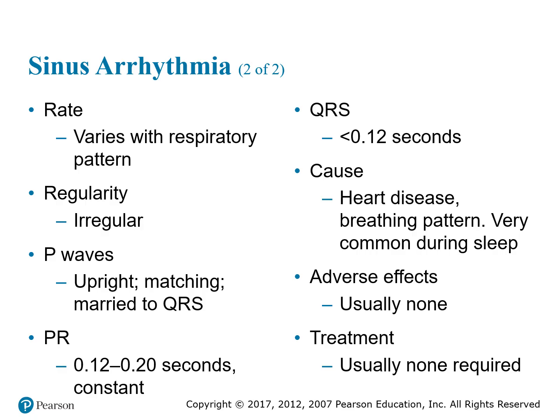Typically, the rate varies with the respiratory pattern. It's a little irregular because, like I said, it varies with the respiratory pattern. It depends on how they're breathing. Your P waves are going to be all upright. They're going to be matched, and they're going to be married to every QRS. The PR interval is going to be the same. The QRS complexes are going to be 0.12 like normal. The causes of this are some heart disease and breathing patterns. It's very common during sleeping. You'll see this a lot of times when people are asleep.